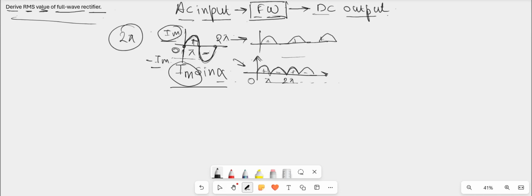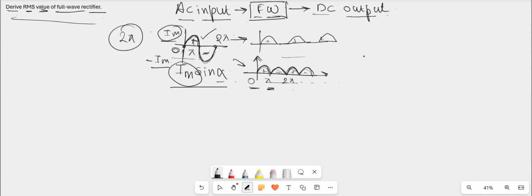If we want to calculate the RMS value for this particular waveform, we need to do it separately for the positive half cycle as well as the negative half cycle, because the amplitude in both half cycles is different. But if we look at the full wave rectified output, all these half cycles have the same amplitude. So doing the calculation for one half cycle will be the same as for the other half cycles. Instead of doing the calculation for all the half cycles, we will just do it for one half cycle, for which the time period varies from 0 to pi.